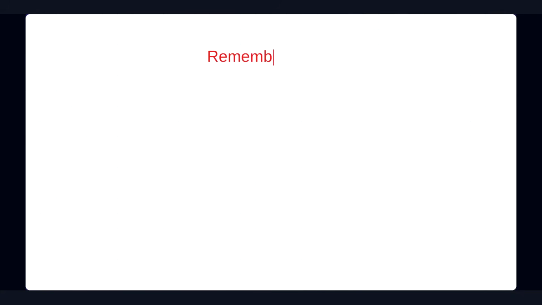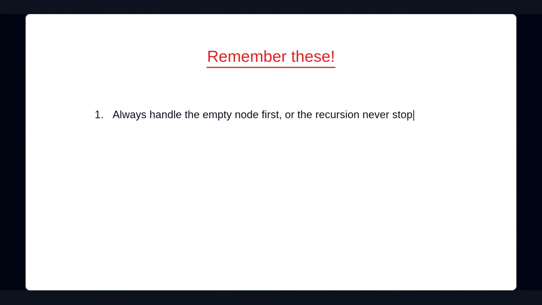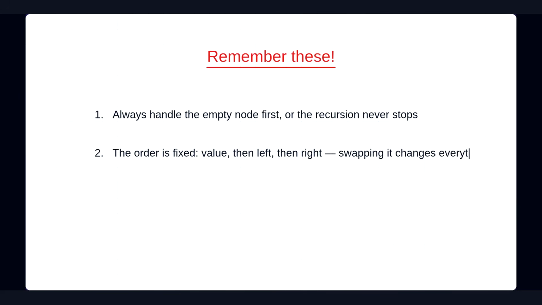3 reminders. First, always handle the empty node first, otherwise the recursion has no way to stop. Second, the order is fixed. Value, then left, then right, and swapping any 2 gives a completely different traversal. And third, for a tall lopsided tree, the recursion stack can grow deep, so keep that in mind.